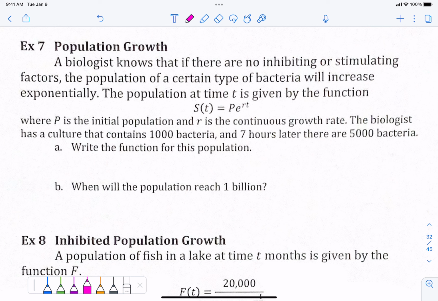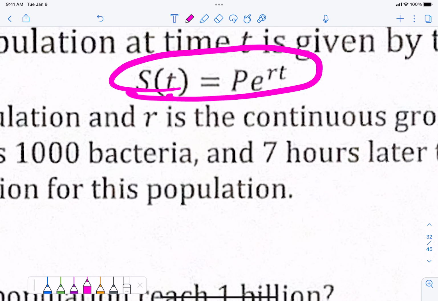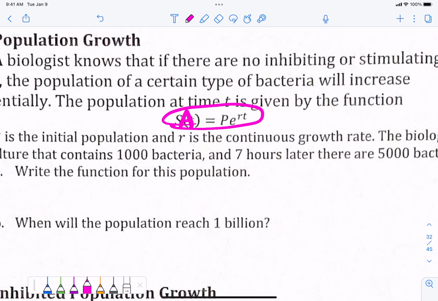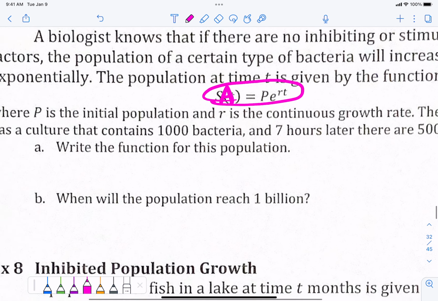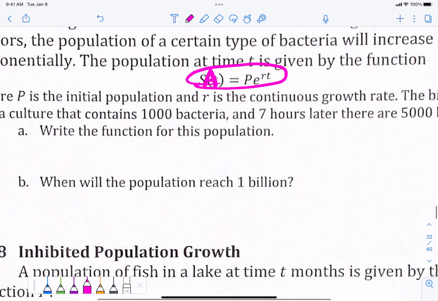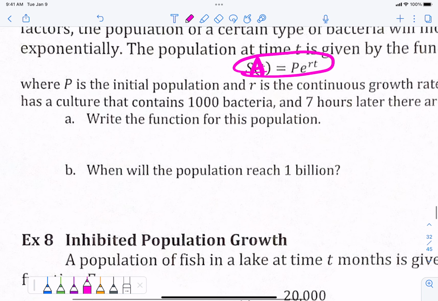So we're saying in absence of all of that, this is how the population of a certain bacteria is growing. We call it A of T, they call it S of T, whatever. But then the rest of it is PERT. This is continuous compounding. P is the initial population. R is the growth rate. We know all of that stuff.